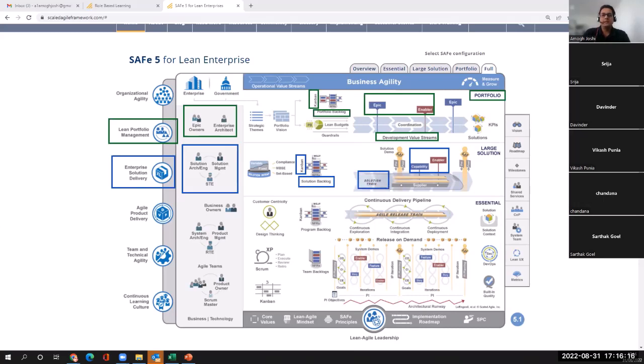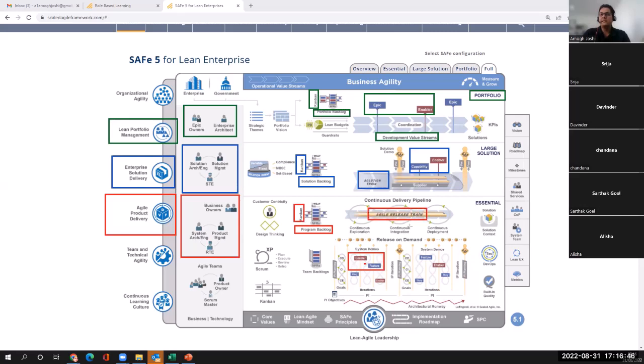Similarly, if you talk about the train, in the train we have agile product delivery at the train level. These are the roles: business owners, system architects, product management, and release train engineer, RTE. The backlog is called the program backlog. In the program backlog, we have features and enablers, and these are managed in the program Kanban. Again, people are organized around the agile release train, which is a team of agile teams.